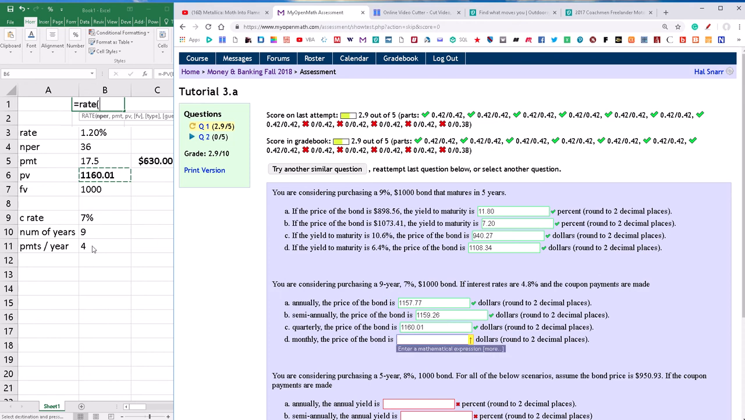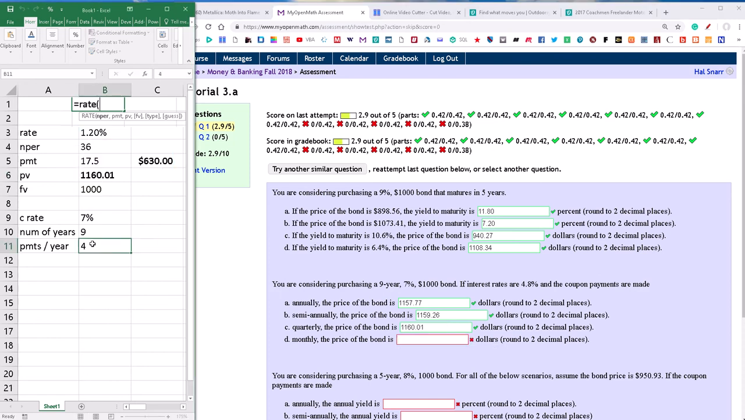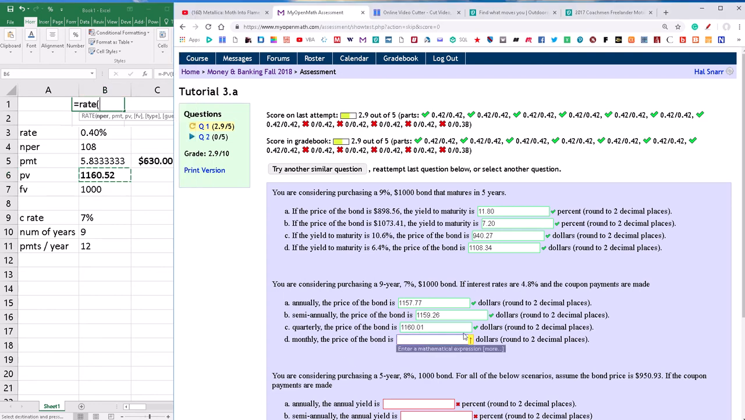And then monthly, we change this to 12 down here. The annual interest rate is divided by 12. The number of periods balloons up to 108, and the monthly payment is down to $5.833, and the price rises by a few pennies.